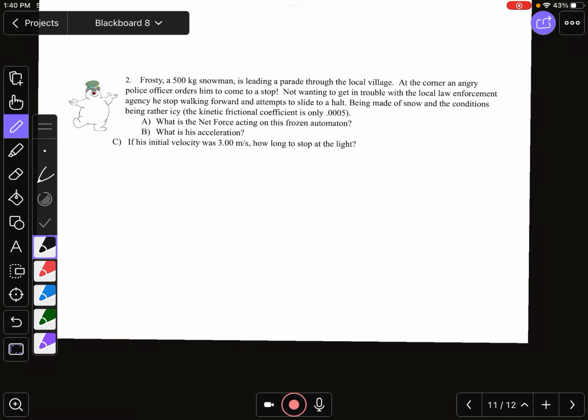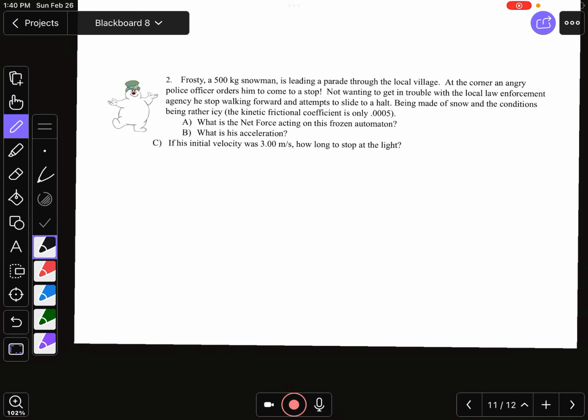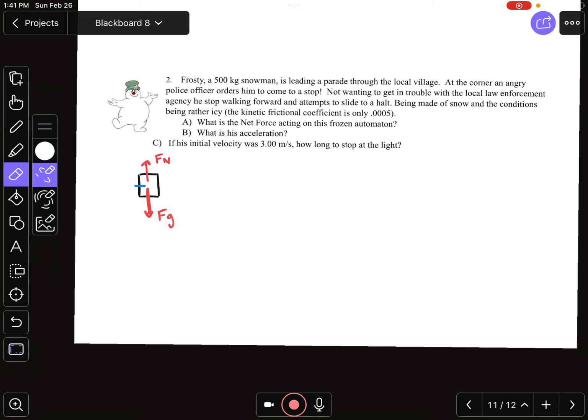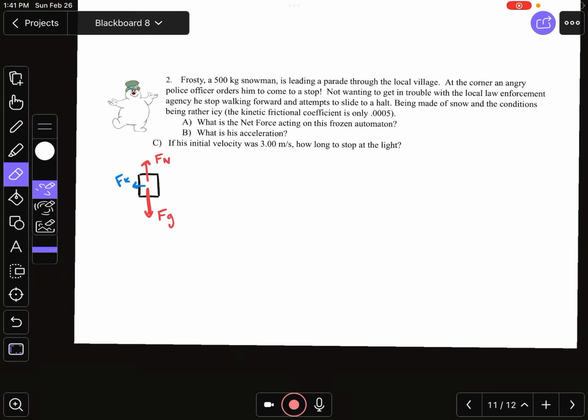Now, the mistake everybody makes with Frosty the Snowman is giving him too many forces. Once Frosty stops applying a force forward, he no longer has a force forward. Once he begins to slide to a stop, he's applying all his force backwards. So he has Fn and Fg, and then just a tiny frictional force going back. Bam. Fk.